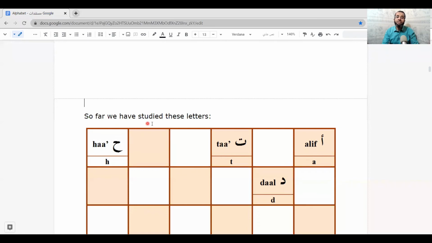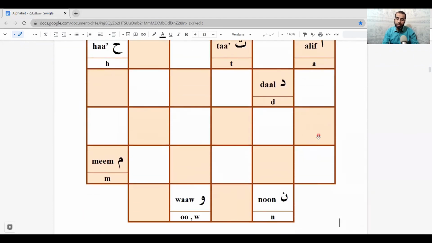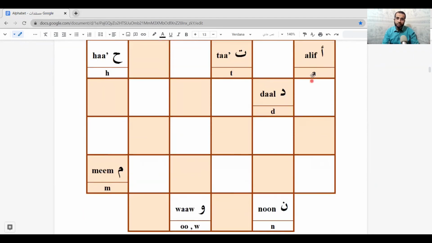So far, we have studied these letters. Look at their places in the table. The first letter is Alif. The last letter, we haven't studied it yet. But the second last letter, we studied it, which is Waw. And we studied these letters as well. Let's read these letters now.